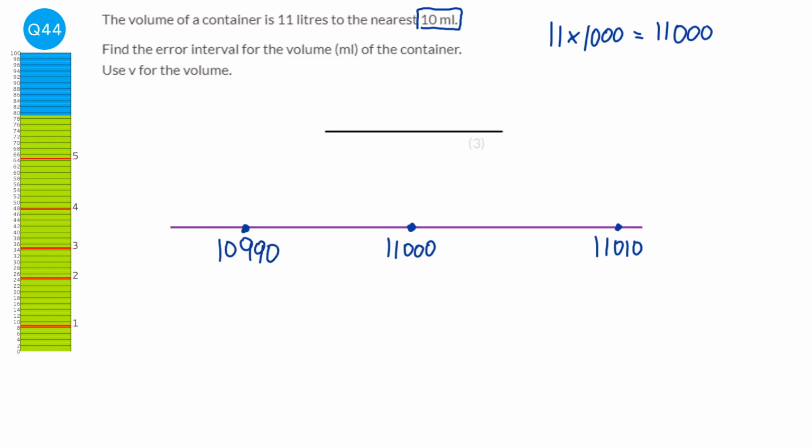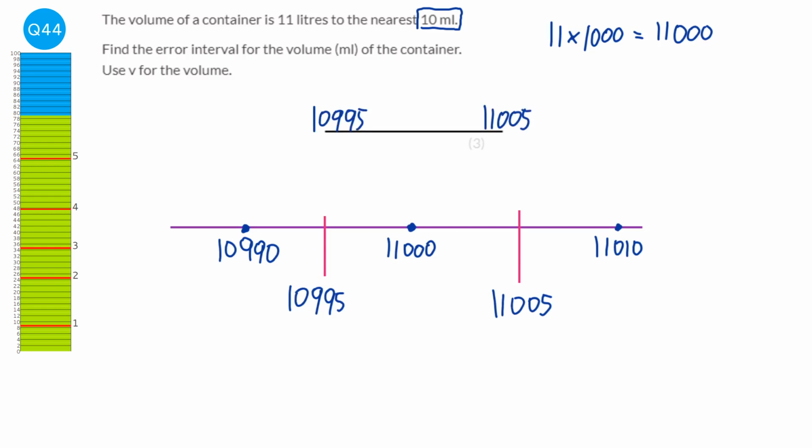Now, when we're looking at limits, with the upper and lower part of it, we are looking at halfway points. So halfway here and halfway here. So this halfway point will be 10,995, and the next one will be 11,005, and those are the halfway points. And so that is going to be our upper and lower bound.